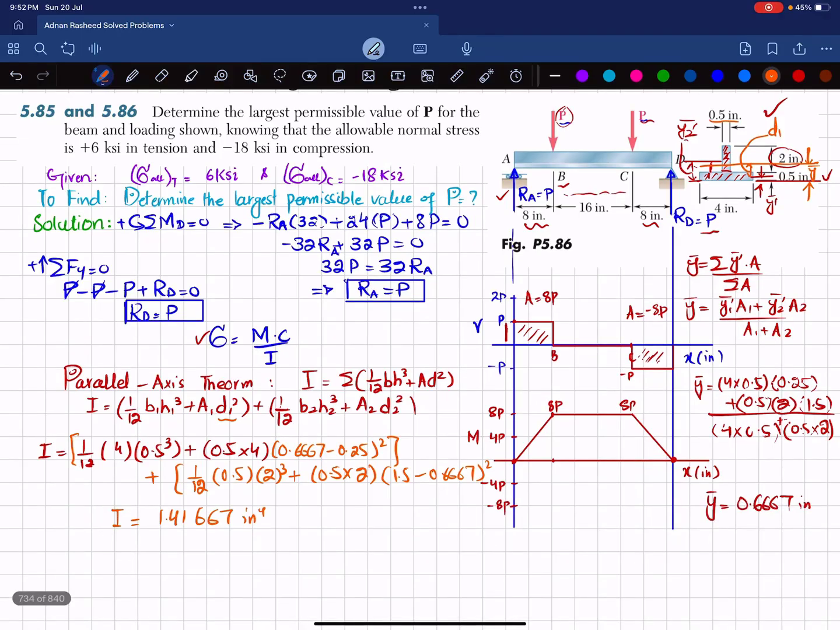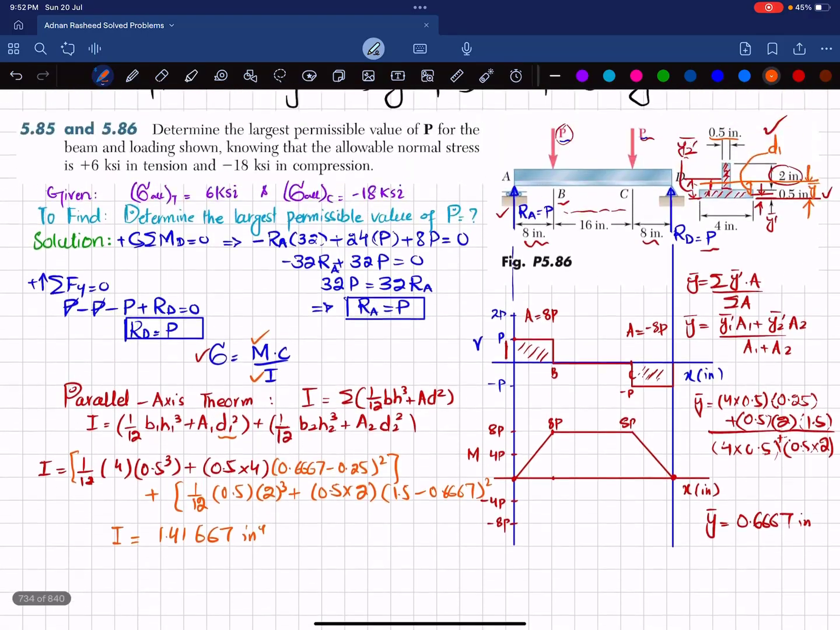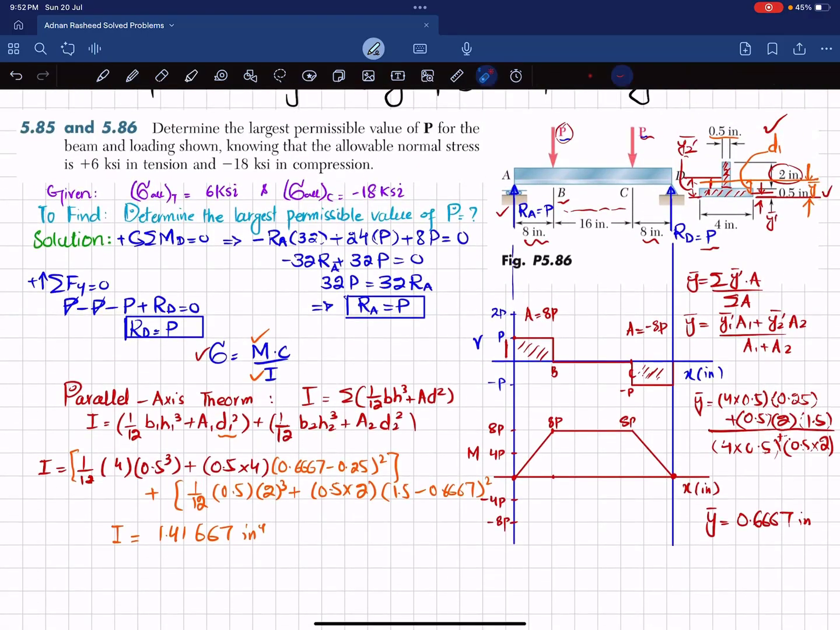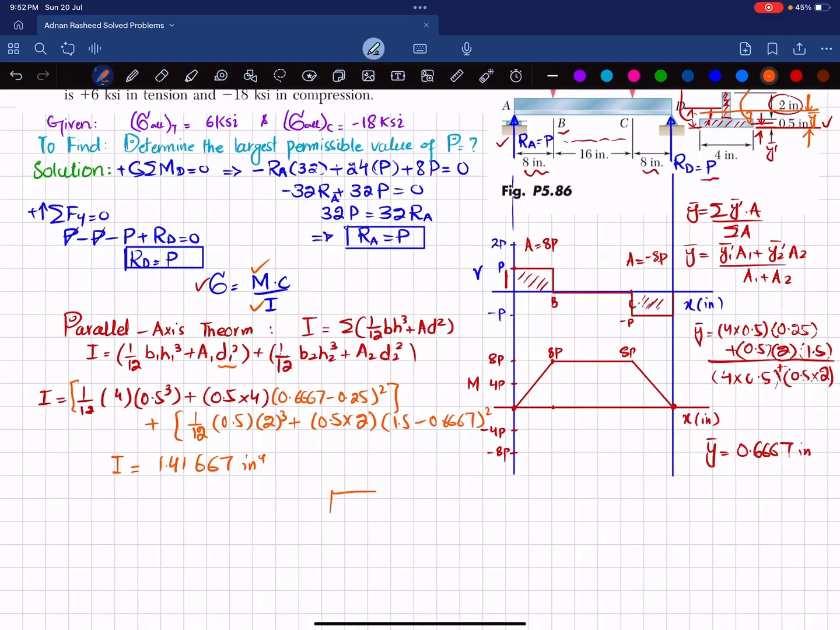Okay, so you now have the value of M from the bending moment diagram that we have calculated. You can see that the bending moment will remain the same, 8P and 8P, both at B and C, and this is a positive moment. So if I draw the section over here, this positive moment is equal to 8P. Let me take the point above as point A and the point below as point B.